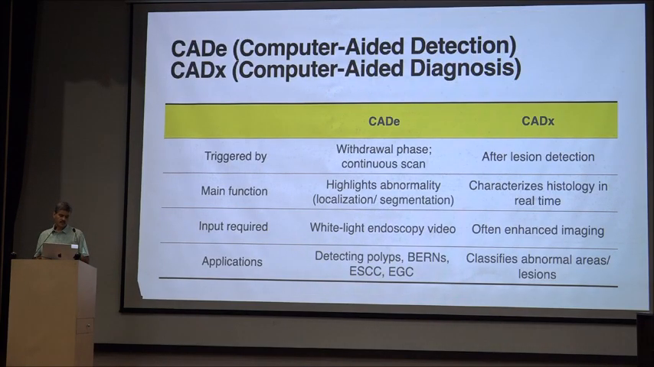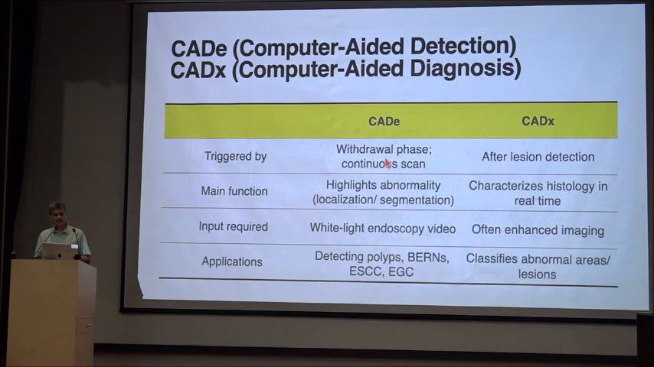So the two basic terms that we encounter when we talk of AI are CADe and CADx. These are generalizable terms to different platforms. CADe is computer-aided detection, and CADx is computer-aided diagnosis. If I talk of colonoscopy, CADe or detection is triggered once you have washed the mucosa and you are withdrawing the colonoscope. And CADx will characterize whatever you detect after you detect it.